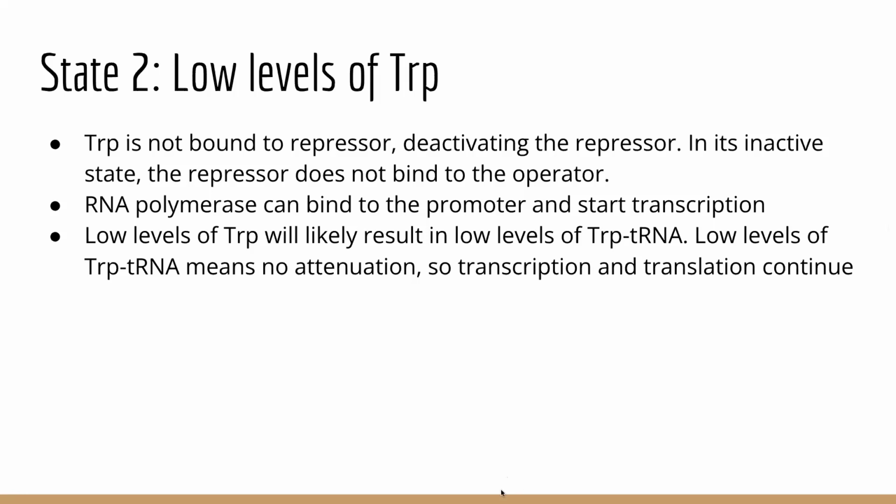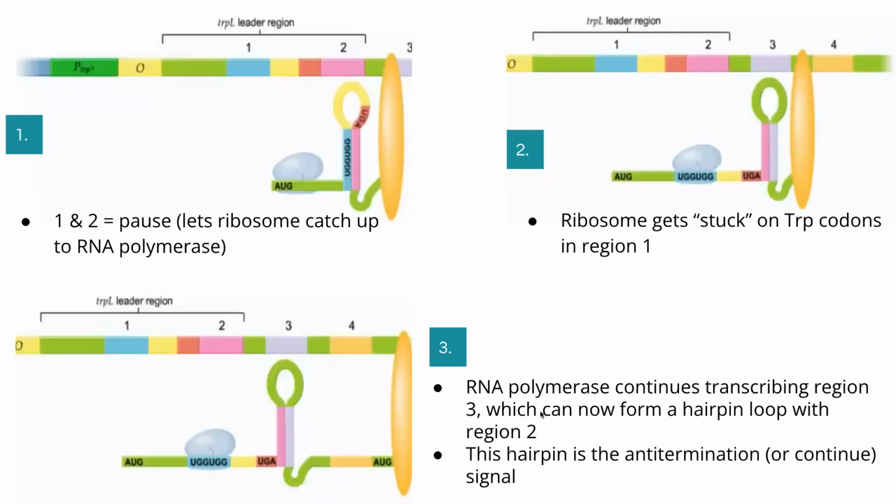When you say trip tRNA, you mean like a charged tRNA? Yes. I don't mean just the tRNA itself, but tRNA that's carrying tryptophan. The reason for that is if you have an uncharged trip tRNA, it won't bind to the codon in the ribosome. So the ribosome is still stuck, waiting for a charged tRNA to show up.